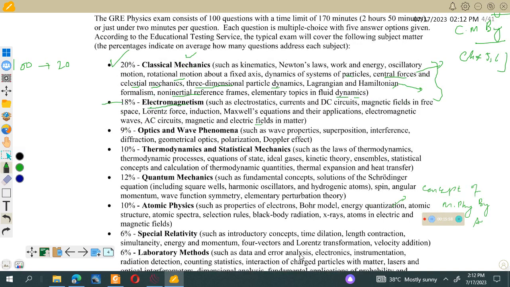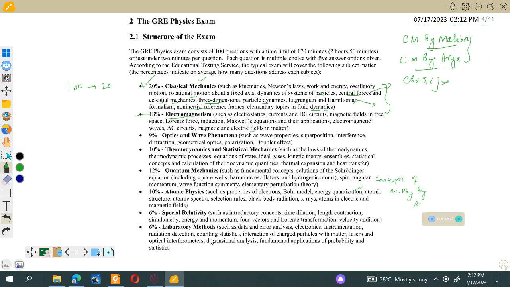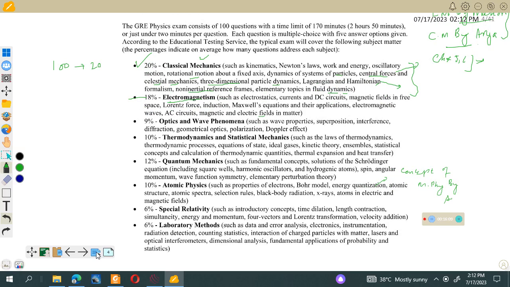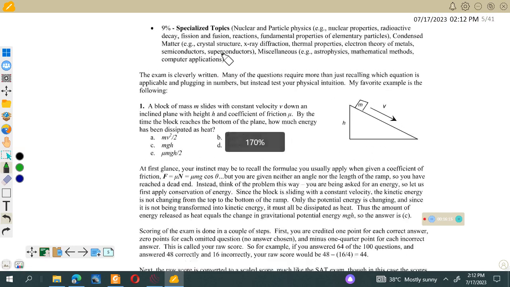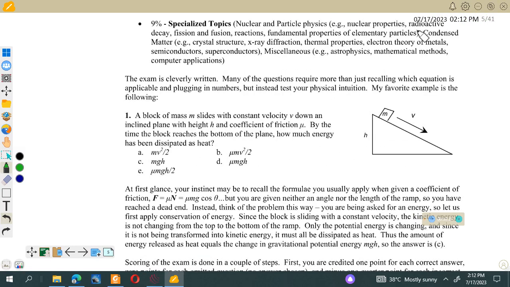Then laboratory methods, error analysis, electronics, instrumentation, radiation detector, counter statistics, charged particle, laser. You can consult for these laboratory methods accordingly. And the next is specialized topics such as nuclear and particle physics, nuclear properties, radioactive decay, fission and fusion reactions, fundamental properties, condensed matter physics, astrophysics, mathematical physics, a little bit. So you can go for these as well. I will put relevant books in the description box, and you can download them and take help.